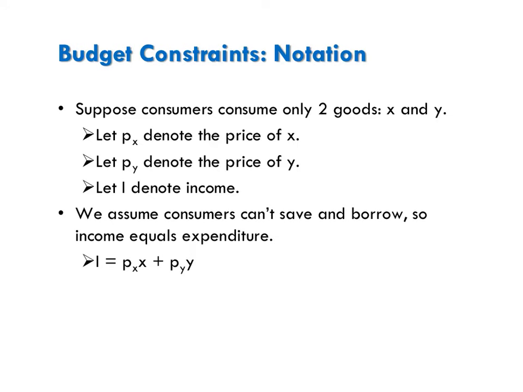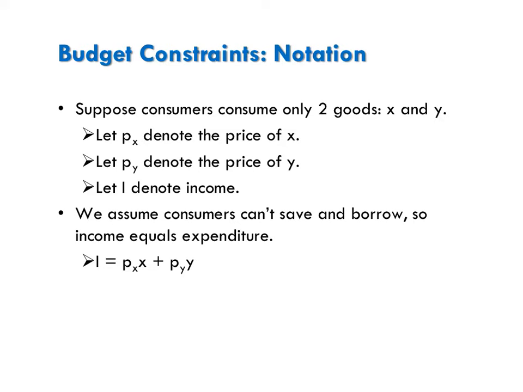This is a simplifying assumption, this assumption of only two goods, which helps with our math and also allows us to graph budget constraints on a two-dimensional graph. We will let the price of X be represented as P sub X and the price of Y as P sub Y. We will also assume that income is represented by the letter I.